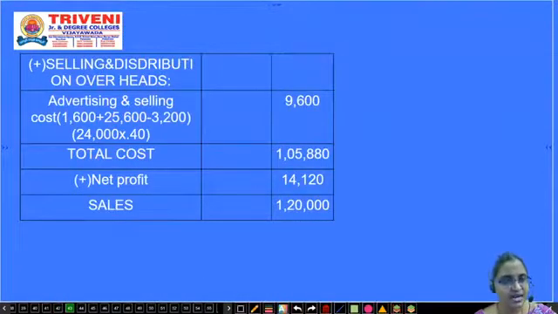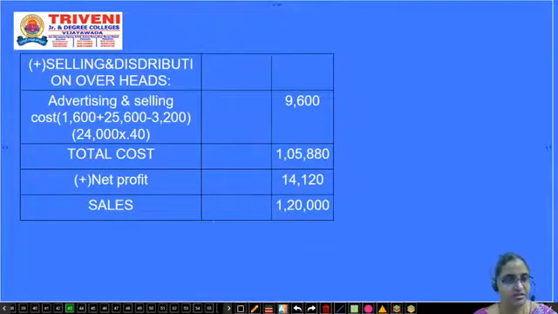Add selling and distribution overheads. Under this heading, all the selling expenses must be considered. In the sum, they are giving advertising and selling cost 40 paise per unit. But how many units were sold? It was not given. So first you have to calculate the number of units sold.